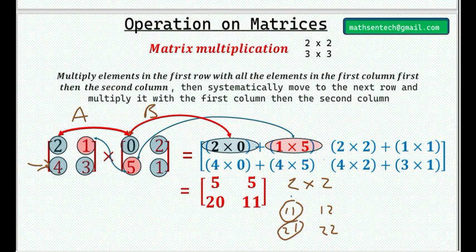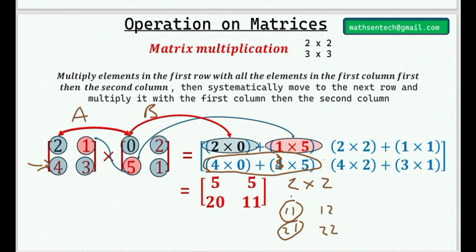In this case, as you can see, there was an error here. This is not 4, this is supposed to be 3. This is 3 right here. So 4 times 0 plus 3 times 5. So you'll have taken care of position 2 1, which is right here.